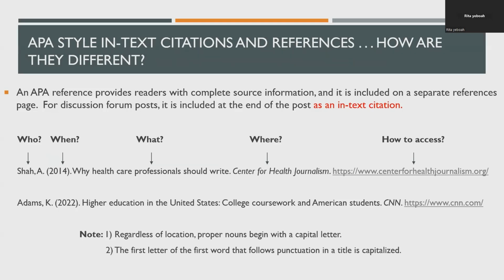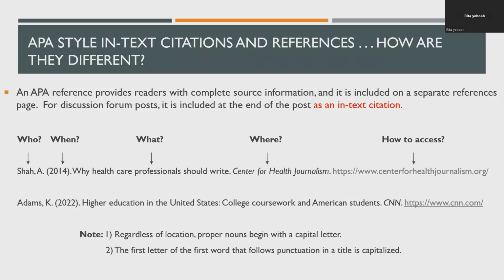In this presentation, we're talking about the two ways that you cite a source, and both are required. They are references, which go at the end of your document, and in-text citations, which happen within the text itself. On screen here, we have a breakdown of the information provided in a reference.